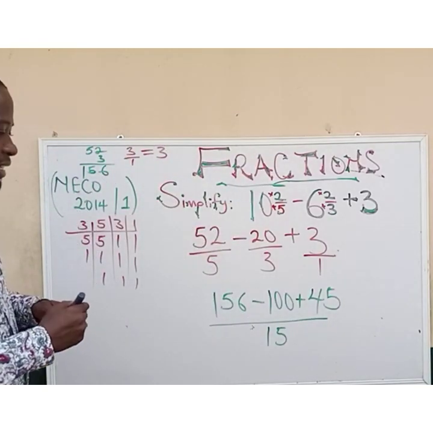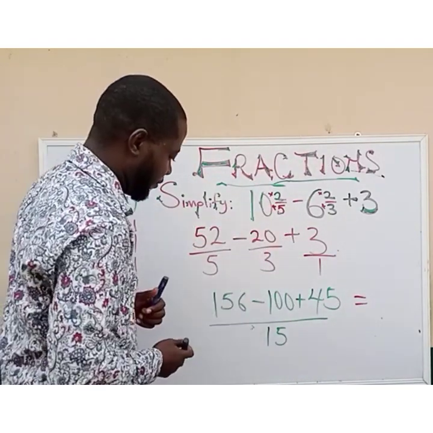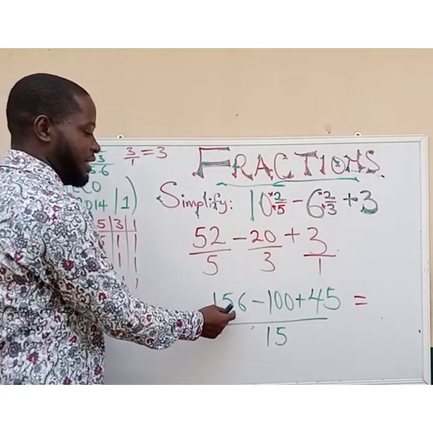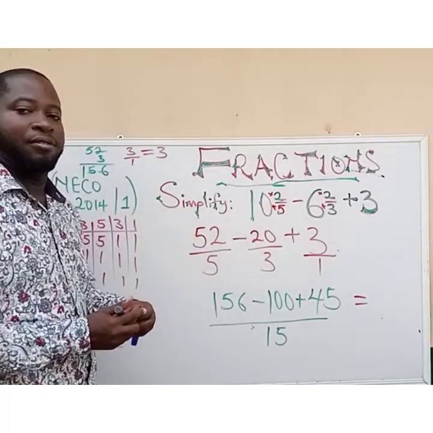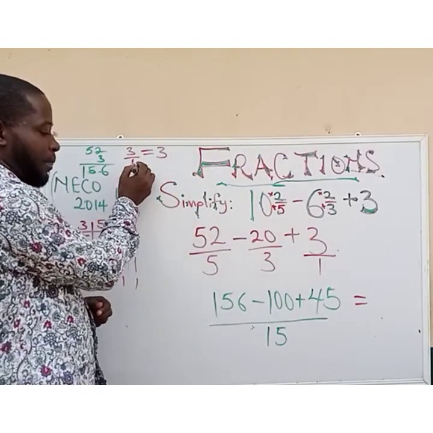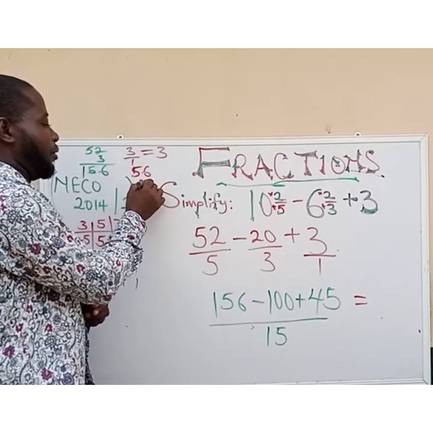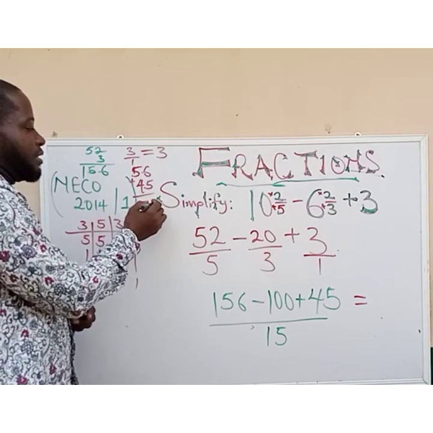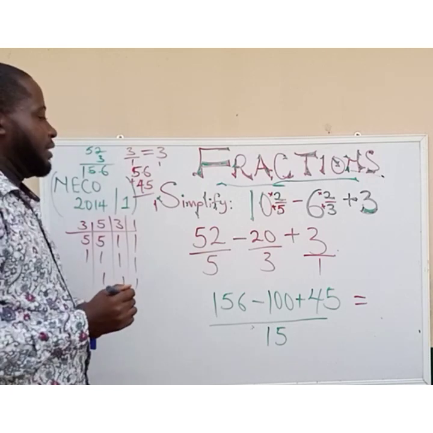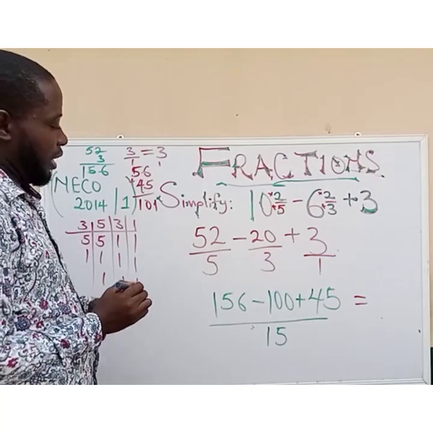Now, the next thing is to add and subtract. So this negative comes first. So 156 minus 100. And that is going to give us 56. Now, 156 minus 100, we have 56 plus 45. So we are going to have what? 6 plus 5, 11. You write 1, you carry 1. 5 plus 4, 9 plus 1. We have 101. So we have 101.